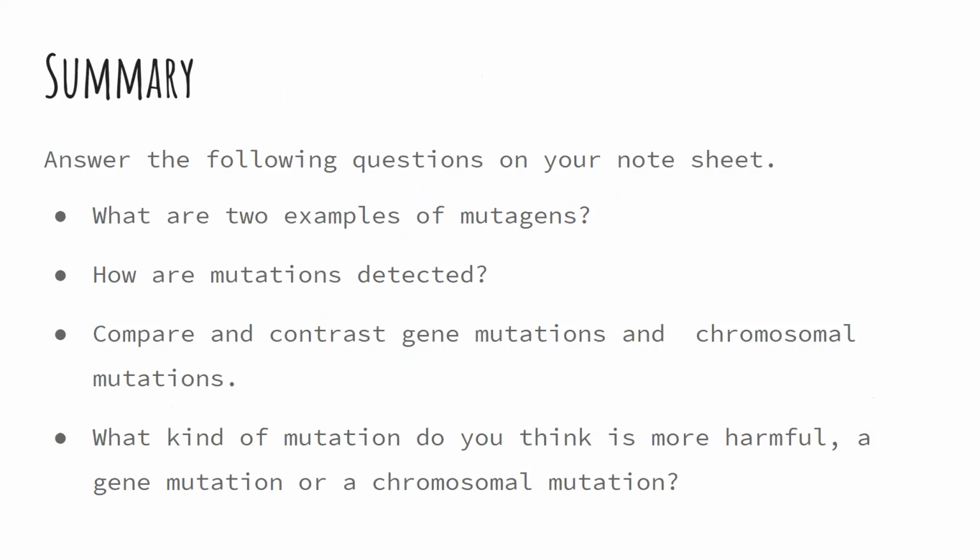So think about these summary questions. What are two examples of mutagens? What are two examples of things that cause mutations that come from the environment? How are mutations detected? How can geneticists determine if there are any mutations? Compare and contrast gene mutations and chromosomal mutations. What kind of mutation do you think is more harmful, a gene mutation or a chromosomal mutation? Make sure that you answer your comprehension questions and complete your mutation simulation.